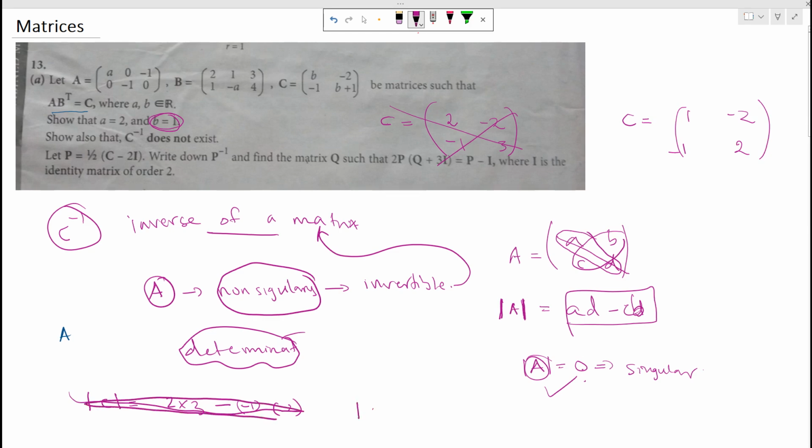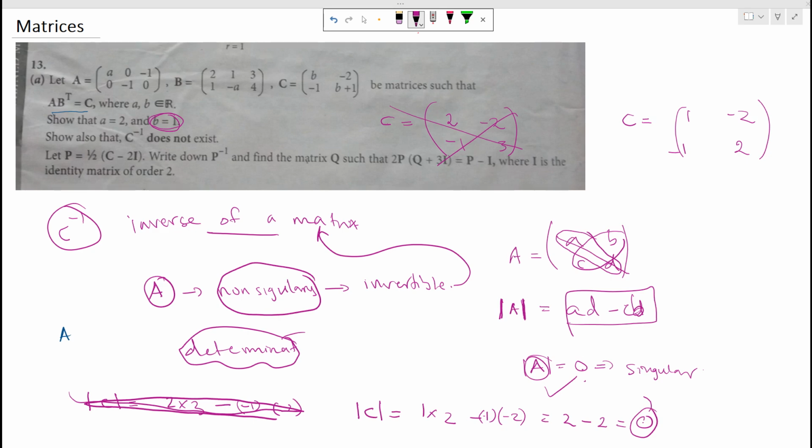So mod of C, which means the determinant of C, is equal to 1 times 2 minus 1 minus 1 into minus 2. So 2 minus 2 is equal to 0. So from this you can tell that since the determinant becomes 0, the inverse will not exist for this C. Okay, so that is done.